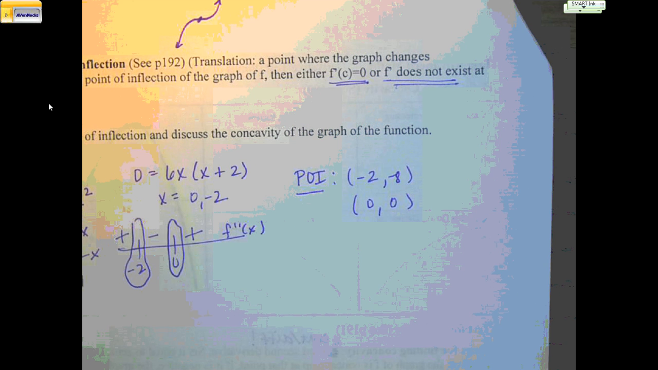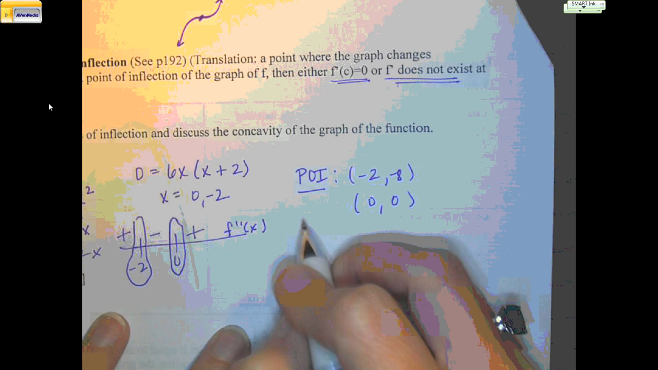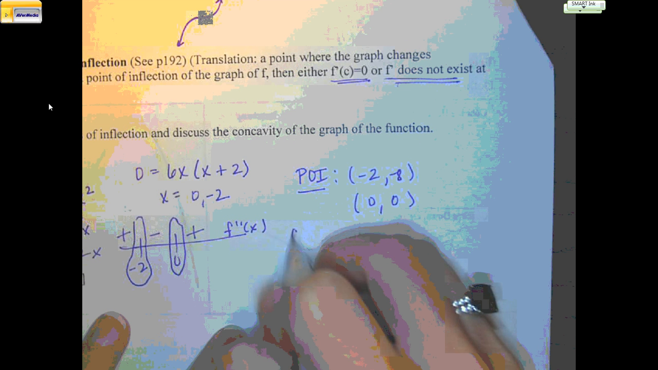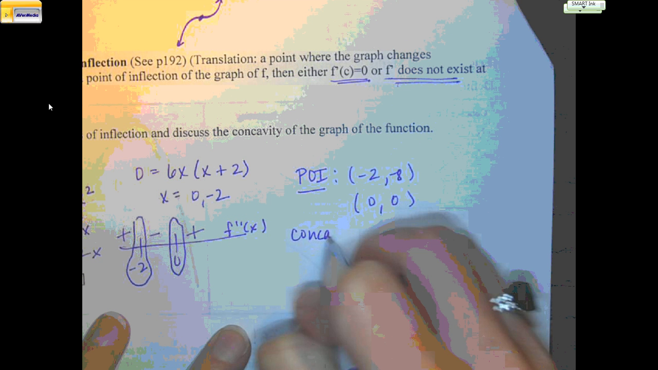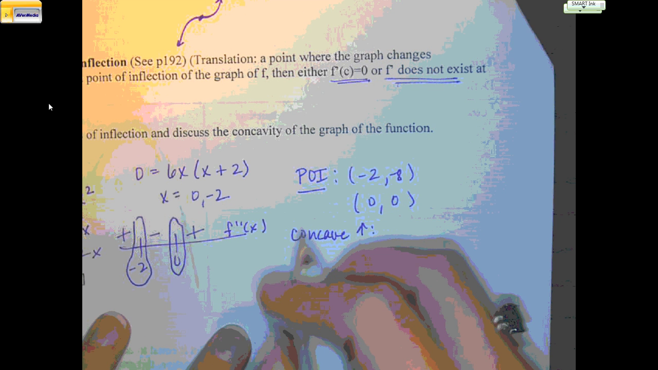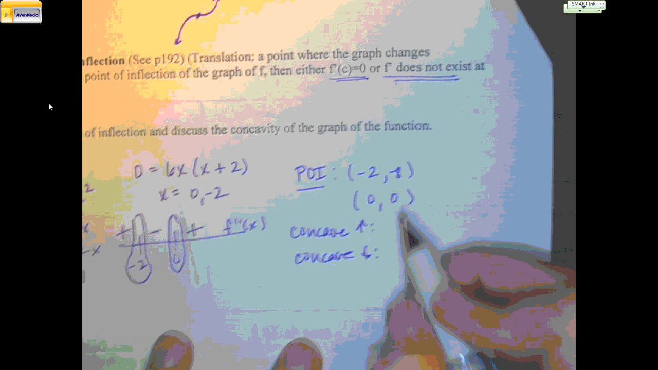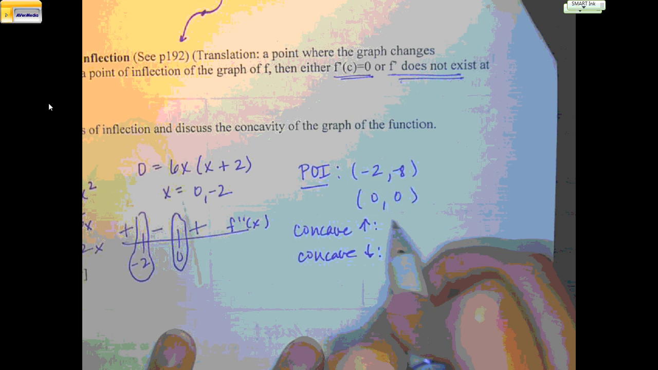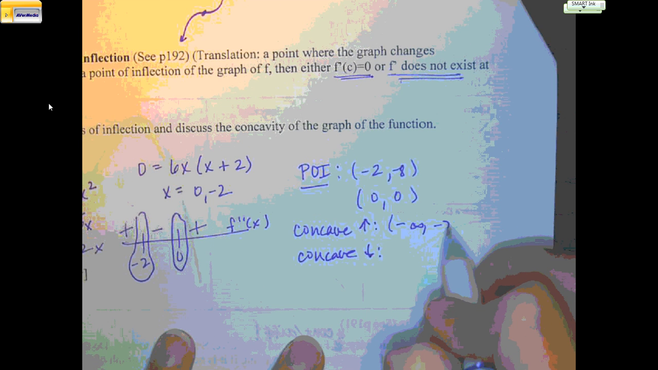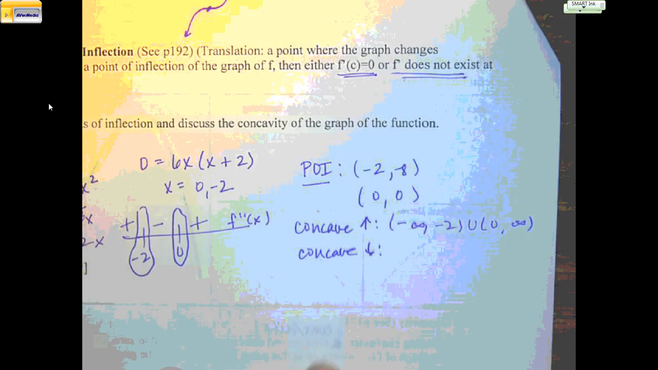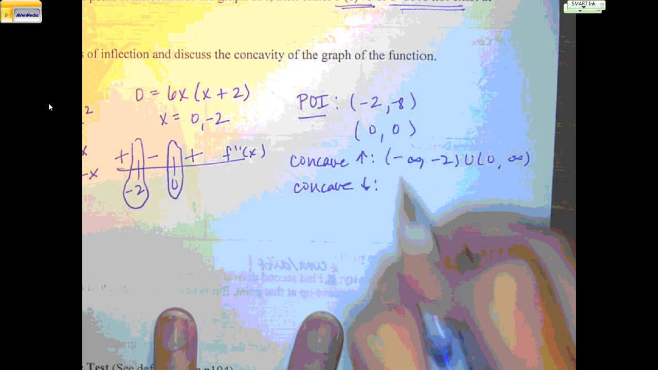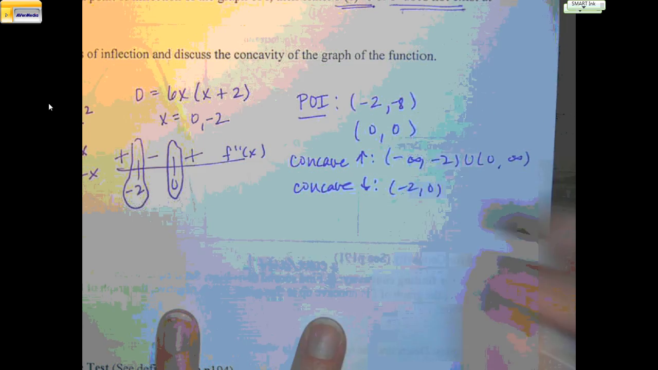It also says to discuss the concavity. That basically just means list out where it's concave up and concave down. I'm not going to make you write full-out sentences. However, it'd probably be good for you. So we have concave up and concave down. Concave up. It's from -infinity to -2 and 0 to infinity, because that's where the plus signs are, right? Concave down is -2 to 0.